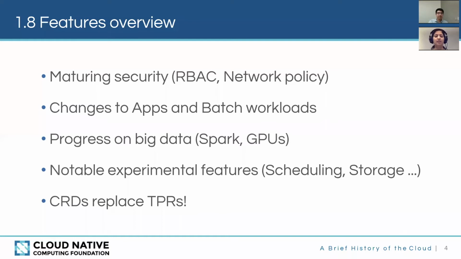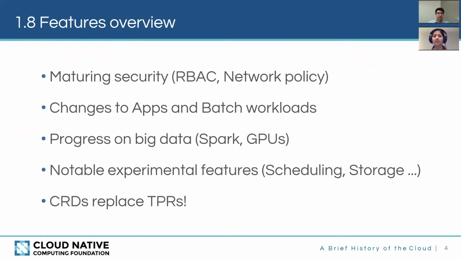Also, there have been changes to move the apps and batch workload objects towards maturity, and Anthony will cover that in more detail. In conjunction with that, we've made huge progress if you're running big data workloads on Kubernetes, particularly in the area of Spark support. And so one of the highlights in this release is that the Spark solution for Kubernetes has been approved for upstream inclusion into the Spark repository. And that's a major advancement that validates that Spark can run successfully on Kubernetes.